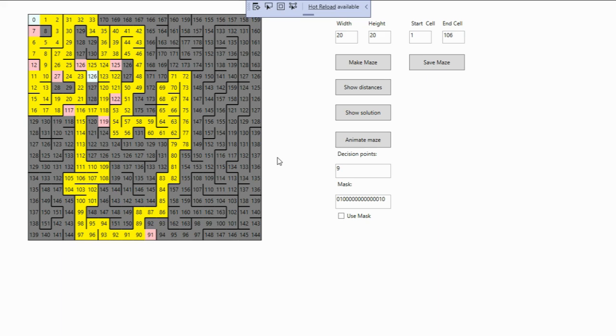Okay, hope you found this video useful. In the next video, we will look at how to create shaped mazes using a mask. And again, be assured it's nice and simple.